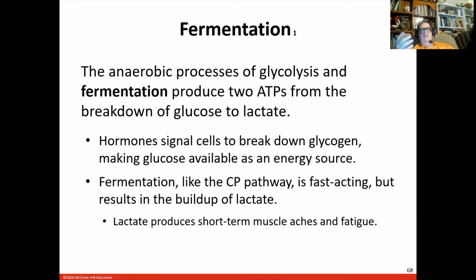But we'll stick those hydrogens and electrons on the pyruvates and turn them into lactates so we can get the NAD plus back. You have to have that NAD plus or you'll never get to the making of the ATP. Anyway, you use hormones that break down the glycogen into glucose. Then that glucose is broken into the 2 pyruvates, and it says fermentation is fast, but you build up lactic acid, and that causes muscle aches and fatigue.